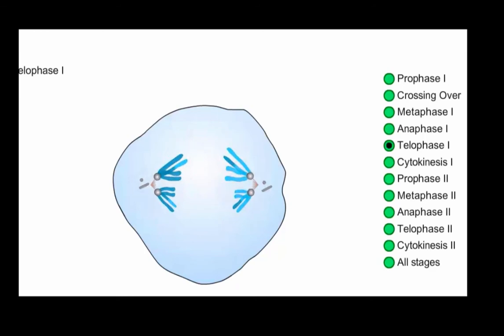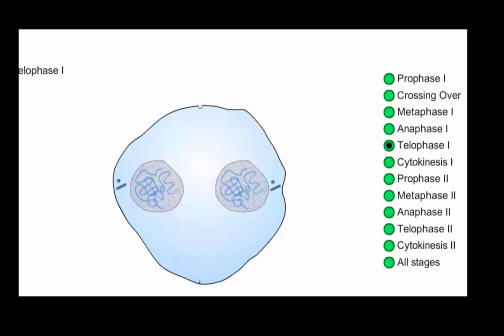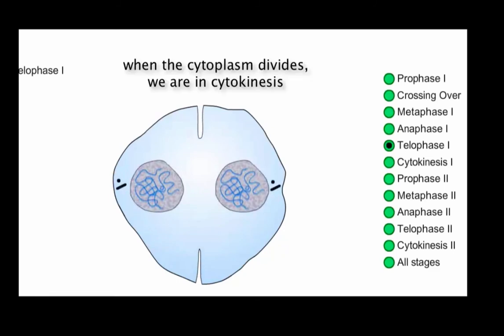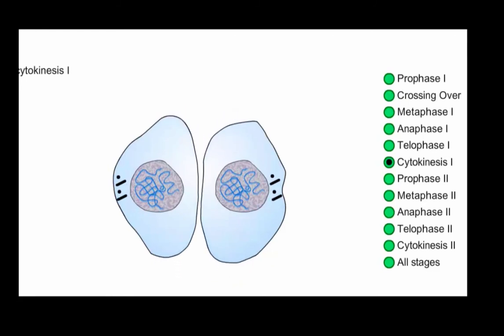So the chromosomes are at the poles, the spindle disintegrates, the nucleolus and nuclear envelope reform, and then the cytoplasm divides and we get our two daughter cells, which are haploid. Now we move into meiosis 2.